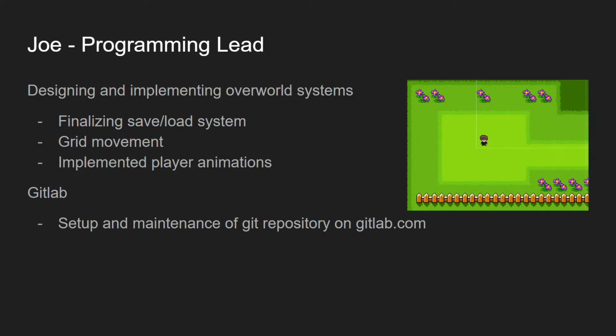Oh, so what I did was programmed a lot of the overworld systems, how the player moves. I started working on a save and load system. I was not able to finish that in time, unfortunately. I also implemented the animations for the player, which you see when you're walking around, as well as the dialogue system. Additionally, I maintained the GitLab repository, which was how we maintained version control and made sure everything worked properly together, version to version to version.